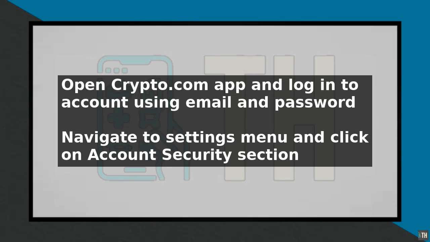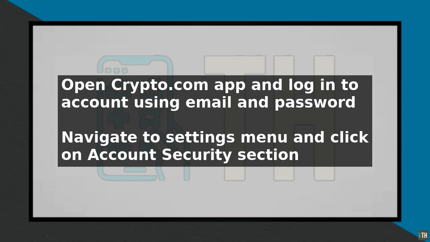To find your recovery phrase on Crypto.com, follow these steps. First, open the Crypto.com app and log in to your account using your email and password. Once you are logged in, navigate to the Settings menu, which is usually represented by 3 horizontal lines or a gear icon, depending on your device.